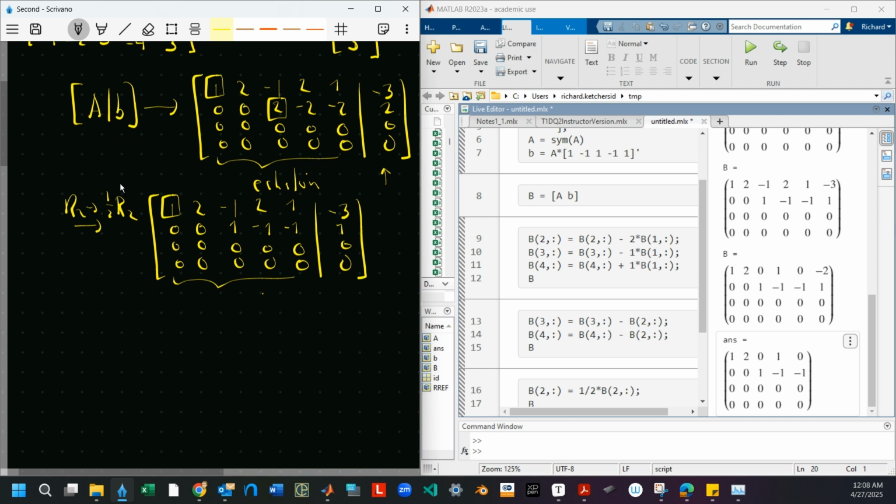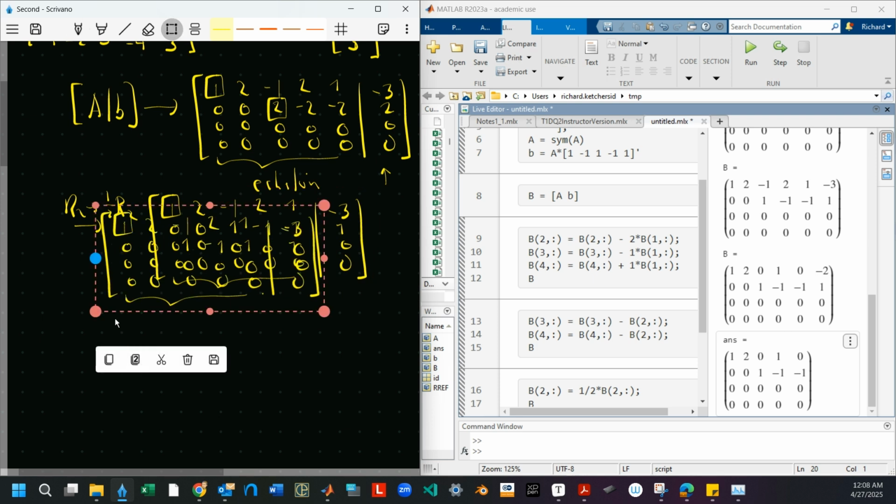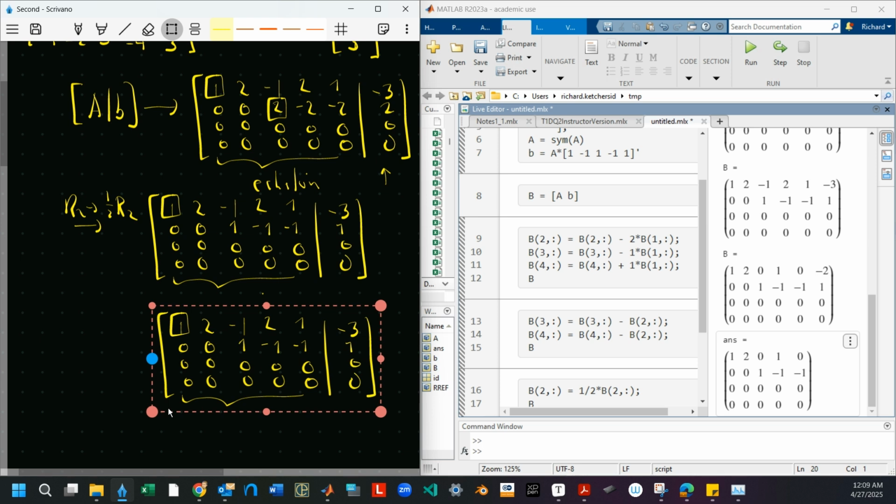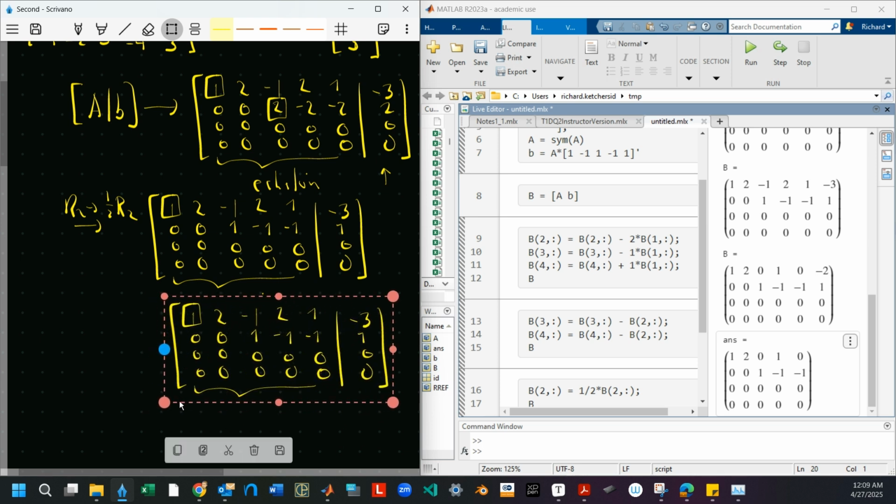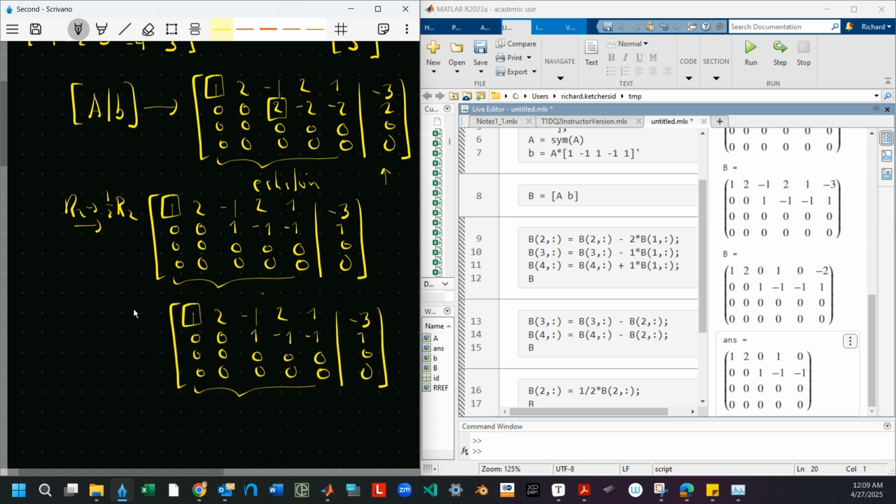Let me do the same sort of thing. I will copy this again. Okay, copy, and I'm going to paste it again right here. Once I get to this, I want to get rid of that guy there. So what am I going to do? I'm going to do row 1 plus row 2, replace row 1.